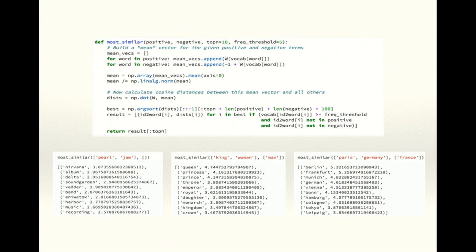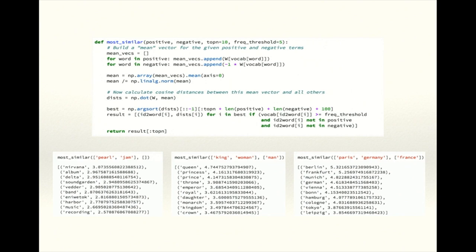I know, even before I used these terms, that Pearl Jam is a band name. If you think about it, Pearl and Jam are not associated with each other. Pearl is maybe for jewelry, jam is food. But interestingly, if you add those vectors, and I did not do deep learning to make it learn that it is a rock band, and get the closest word vectors to that mean, you see Nirvana, Album, Delta, Soundgarden, and even better, it's getting the vocalist of this band. It's pretty cool for me.